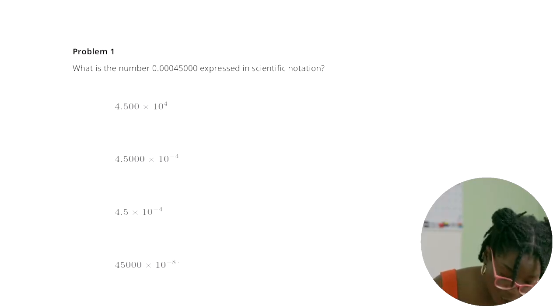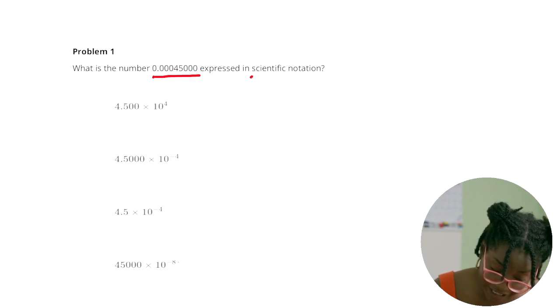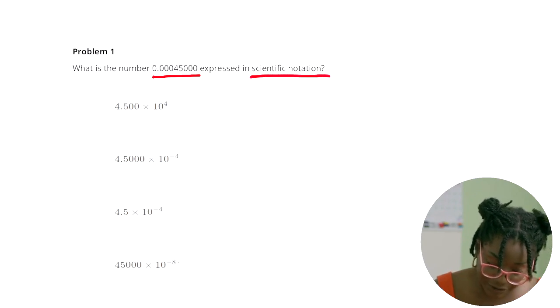Okay, so problem 1, what is the number 0.000450000 expressed in scientific notation? Scientific notation is simply another way for us to write numbers, and we write scientific notation with exponents. The reason why some exponents are positive and some exponents are negative when we deal with scientific notation is because the sign of the exponent lets us know which direction we are going to go with our decimal.